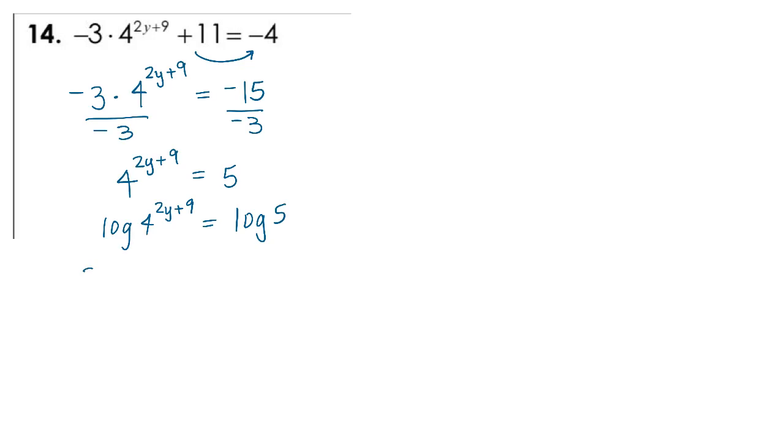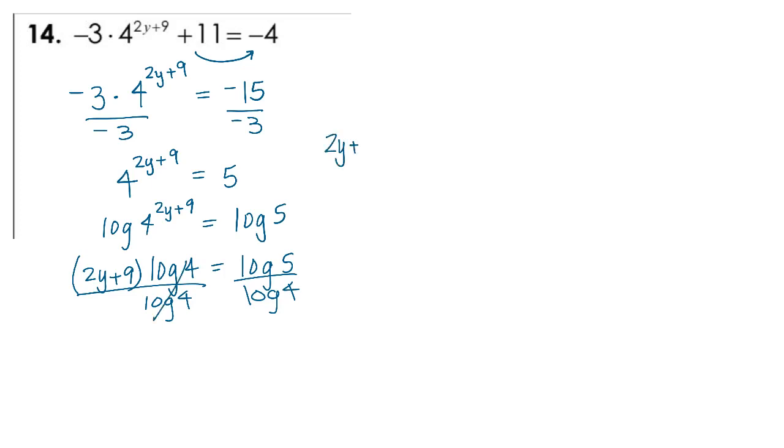And when we move this down, we have 2y plus 9 times log 4 equals log 5. I'm going to go ahead and divide by log 4 simply because I do not have a variable on this other side. And so I'm going to have 2y plus 9 equals, and again I'm going to use my change of base formula, log base 4 of 5. And finishing out the problem, we'll need to subtract over 9, and then divide every part by 2. All right, next problem.